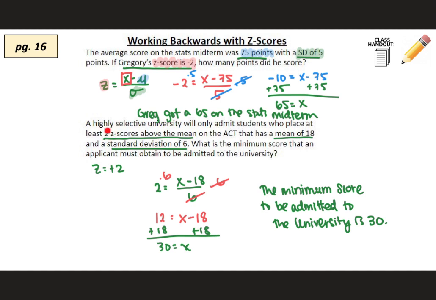Again, we can do it the way that we did the previous one, since it gives us a nice round number for a z-score of 2 standard deviations above the mean. If 1 standard deviation is 6, 2 of them would be 12. And since we're above the mean, we would just be adding that to the 18, which is what we did here, right? 18 plus 12 gives us 30.